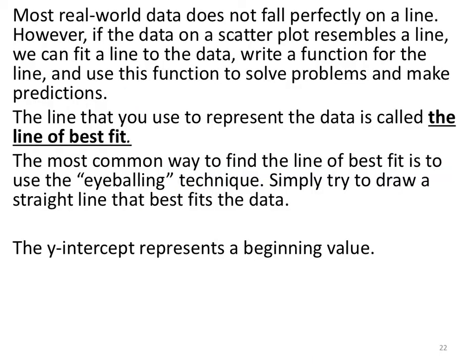That was it. Most real-world data does not fall perfectly on a line, just like we just saw. However, the data on the scatter plot resembles a line. We can fit it into a line to represent the data. Then we would also write a function for the line and use this function to solve problems and make predictions. The line that you use to represent the data is called the line of best fit. The most common way to find the line of best fit is to use the eyeballing technique, which is what we just did, and simply try to draw a straight line that best fits the data.